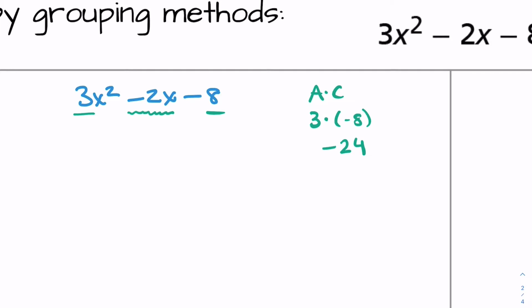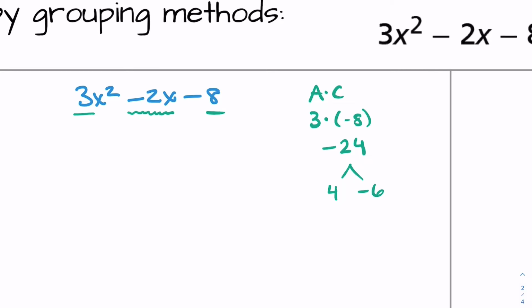1 times 24, 2 times 12, 3 times 8. We're still not at the negative 2. That's too far away. 4 times 6. Ooh, 4 and 6. Let's do a positive 4 and a negative 6. 4 minus 6 is negative 2. 4 times negative 6 is negative 24, which is what 3 times the negative 8 is. So 4 and negative 6 are exactly what I need.